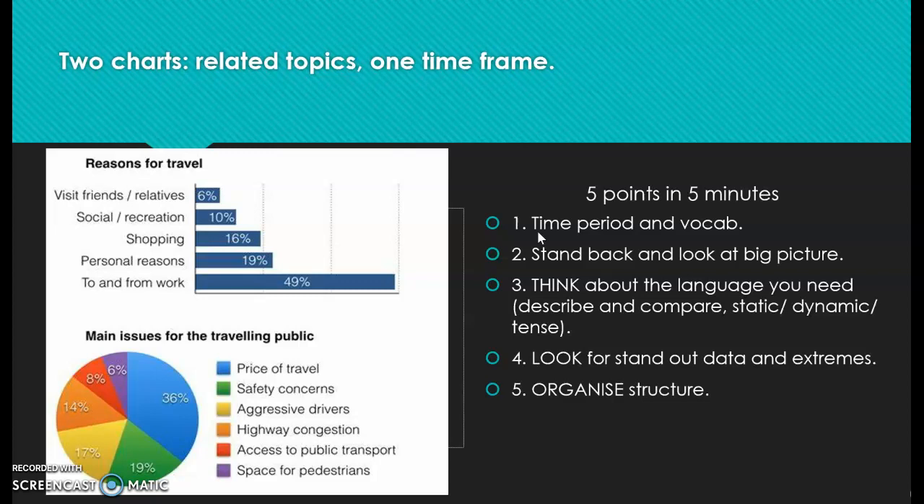So you're going to describe, compare. Is it static? Is it dynamic? So is it moving over time? Or is it stable, one period only? Look out for standout data or extremes. What's really unusual here? Or what's not at all unusual? Are they all similar? Or have you got some that are very different? And think about your structure now. Immediately, I want you to be thinking now, how many sections do I need?